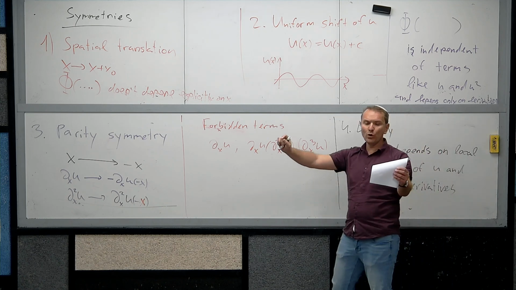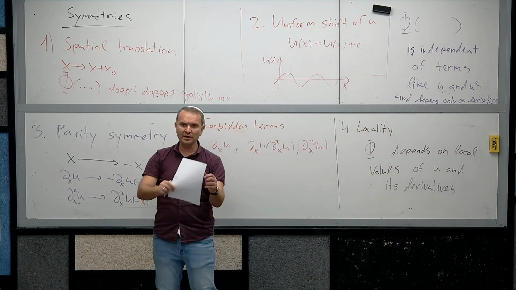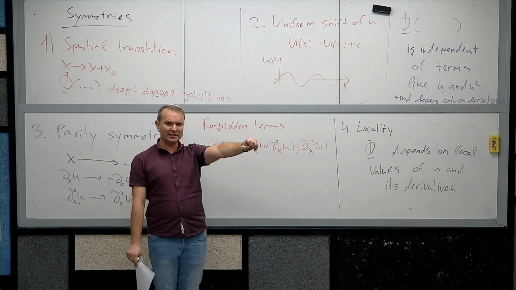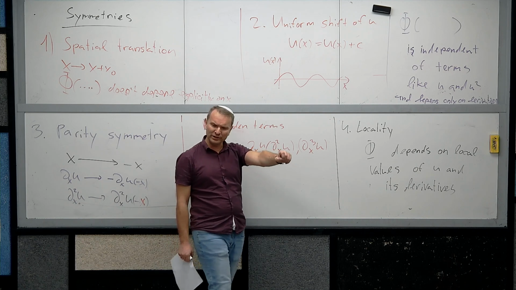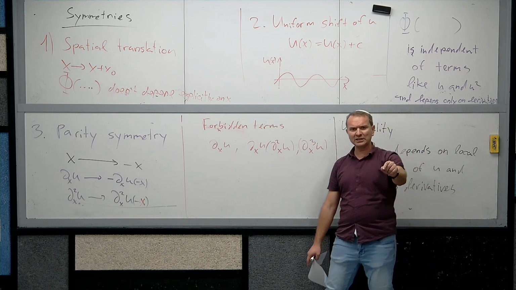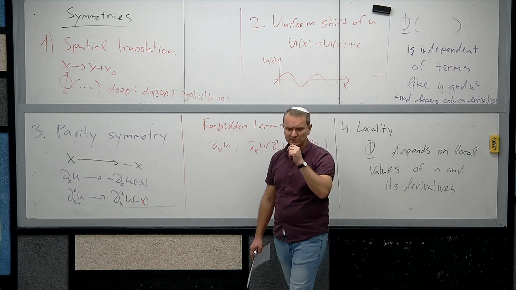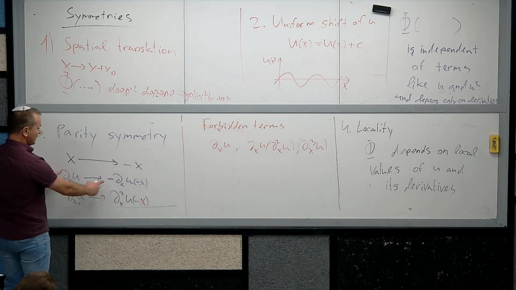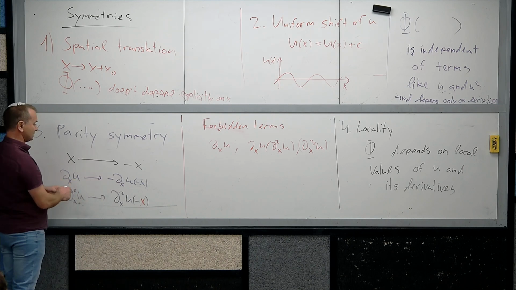Right? I don't have non-local interactions. The density at x is defined only by the values of u and its derivatives at x, not at x plus something. Yes. Why are those terms forbidden?